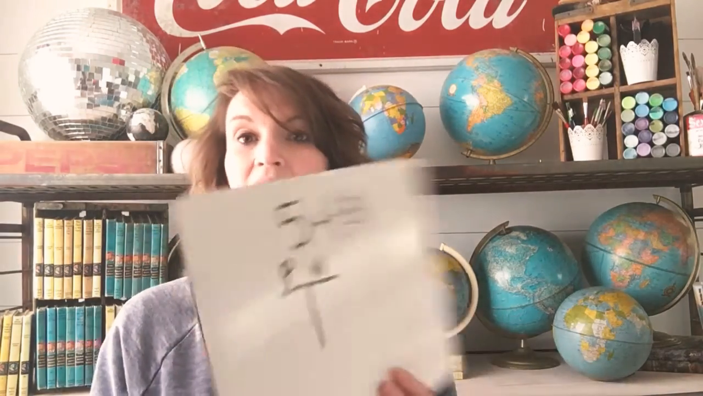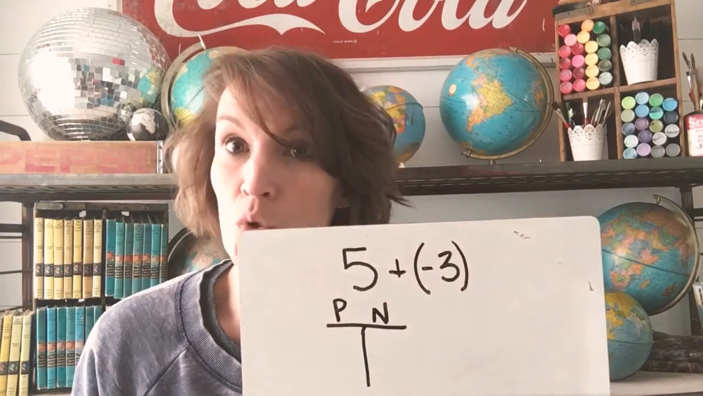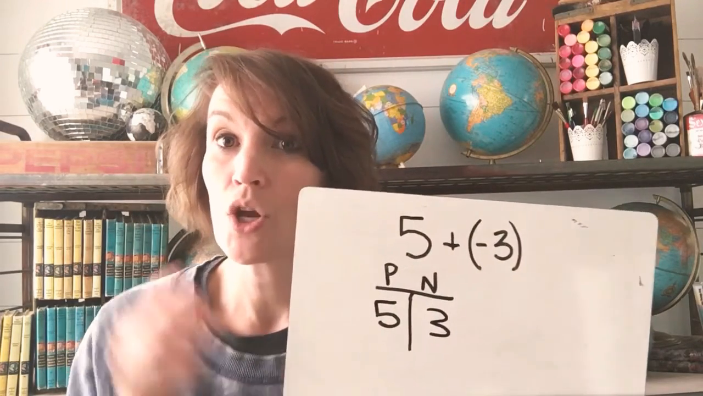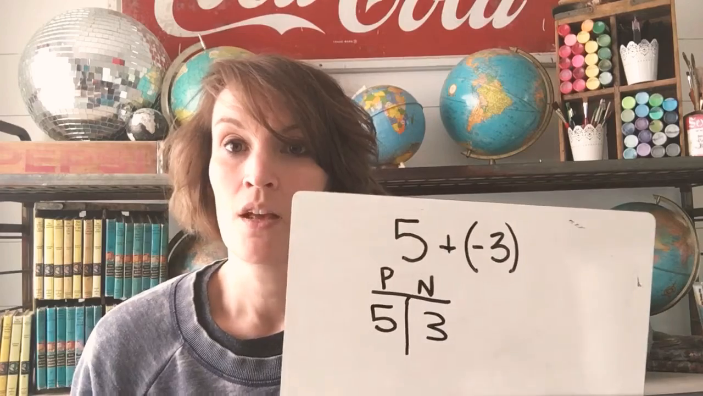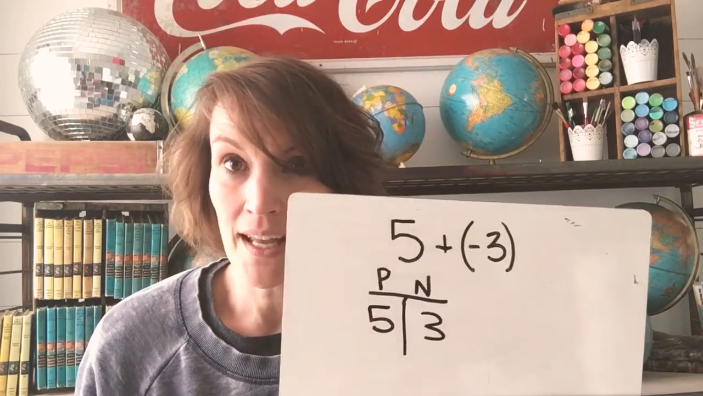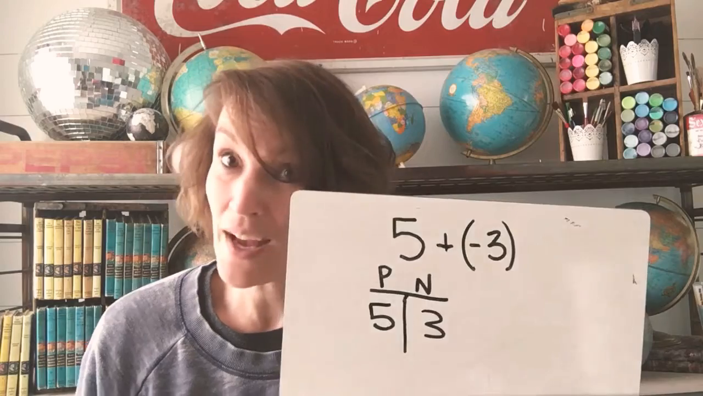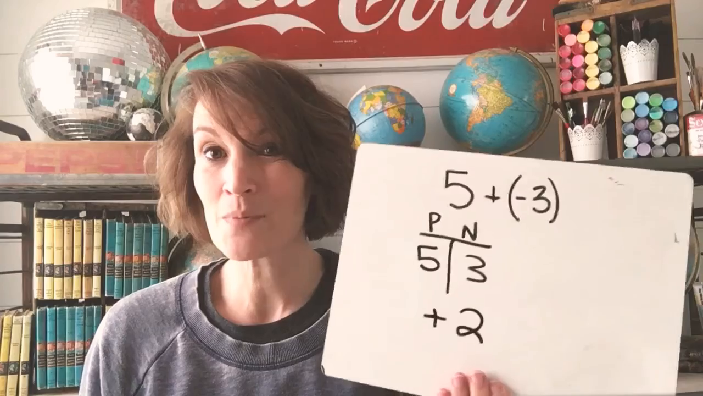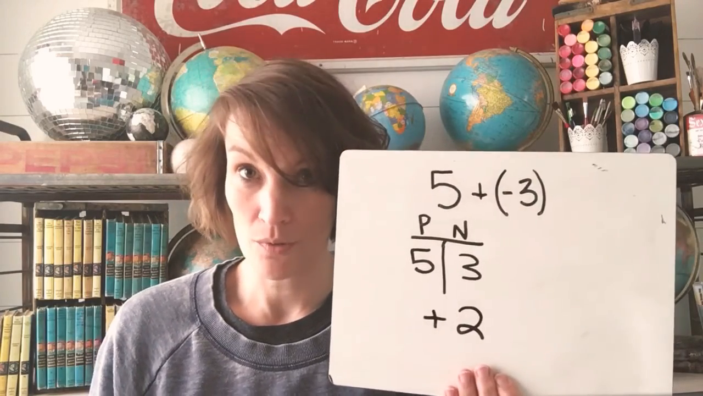Do you remember the method that I told you is my favorite method for adding and subtracting positives and negatives? I like to think of it as a scoreboard. So I look at how many the positives have versus how many the negatives have. If we think of this as a scoreboard, the positives have 5 and the negatives have 3. So now the question is, who won and by how much? That's right, the positives won by 2. So the answer to this problem is positive 2.